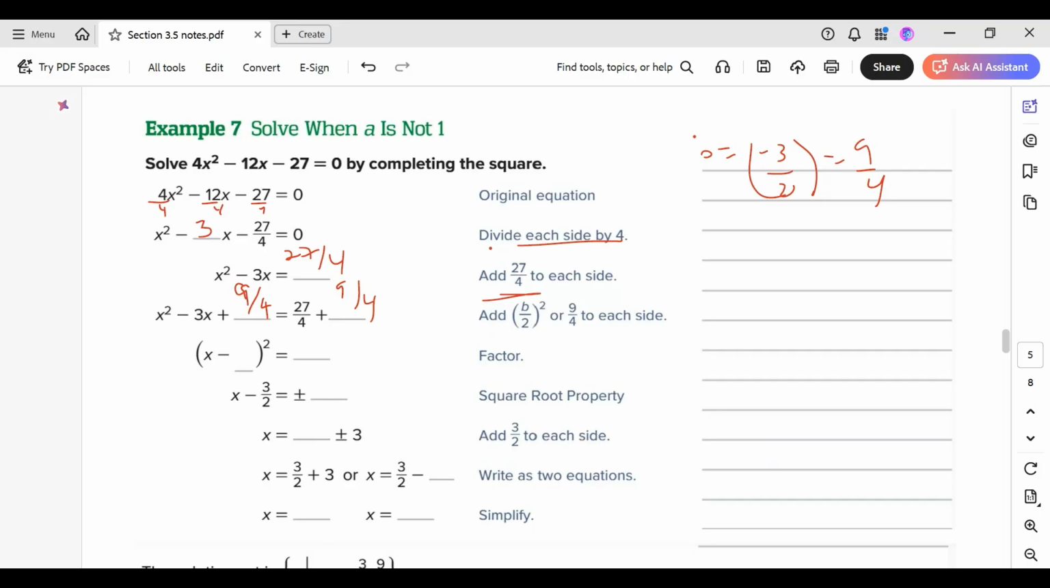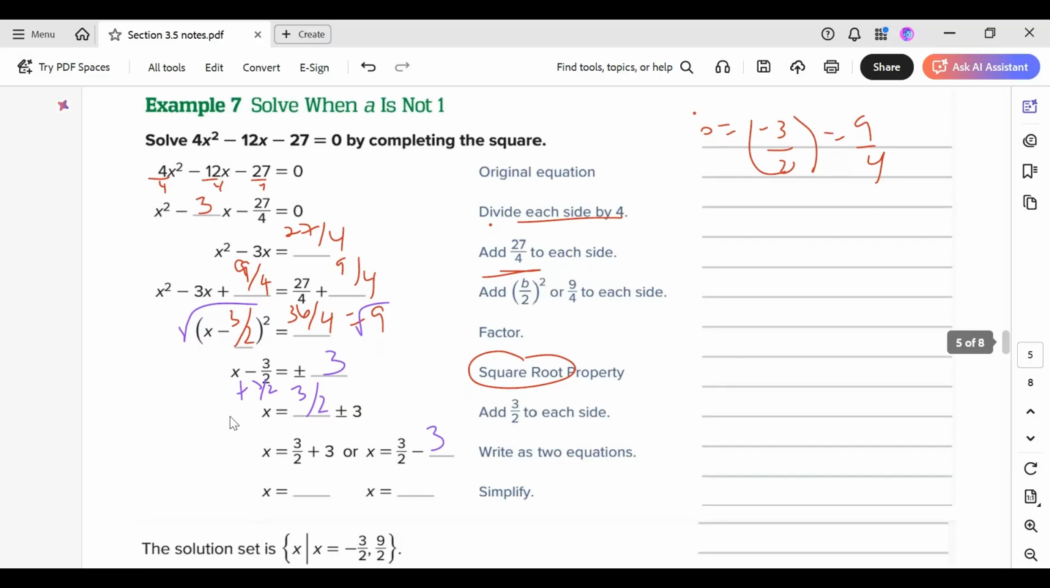So the middle piece on the left just collapses to x minus 3 over 2 squared, equaling 27 plus 9 is 36 over 4, which is also the same thing as saying 9. We're going to take the square root property, so we're taking the square root of both sides. So I'm saying x minus 3 halves equals plus and minus 3. We're adding 3 halves to both sides. So we have x equals 3 halves plus 3, or x equaling 3 halves minus 3.